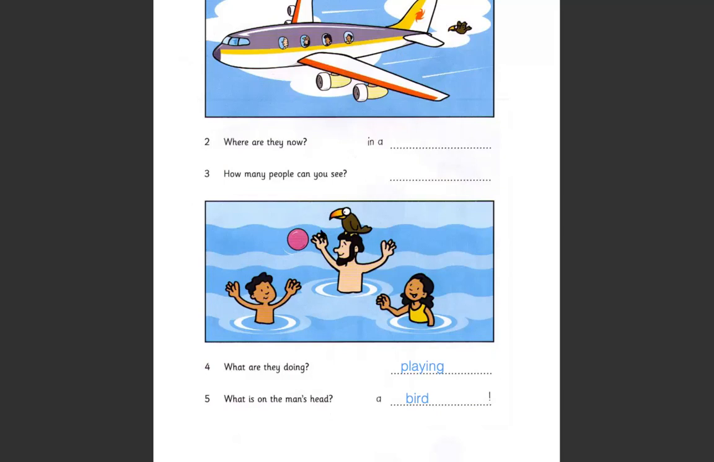Okay. Have you finished? I hope you have all finished. Yes. Good. Now, you want to take your pasting book.